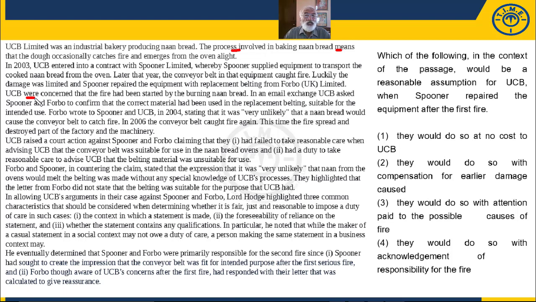In an email exchange, UCB asked Spooner and Forbo to confirm that the correct material had been used in the replacement belting. Why are we talking about correct material here? Because since the process means that mildly burning naan does sometimes come out, the correct material would be one that doesn't catch fire from the naan. We understand that. So in an email exchange, so concerned about that, they asked them, did you use the correct material?